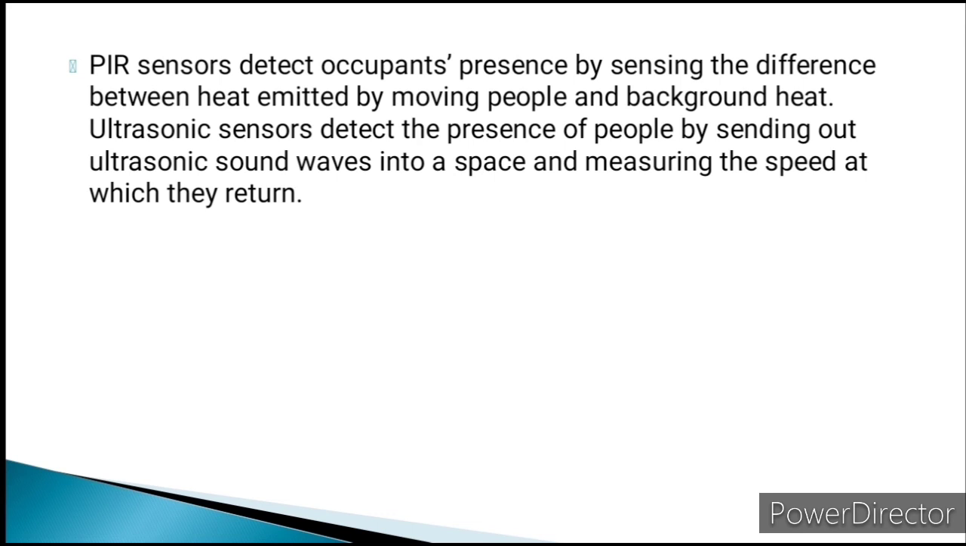PIR sensors detect occupants' presence by sensing the difference between heat emitted by moving people and background heat. Ultrasonic sensors detect the presence of people by sending out ultrasonic sound waves into a space and measuring the speed at which they return.